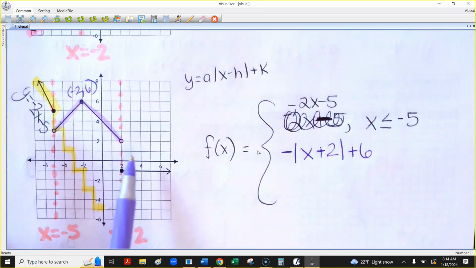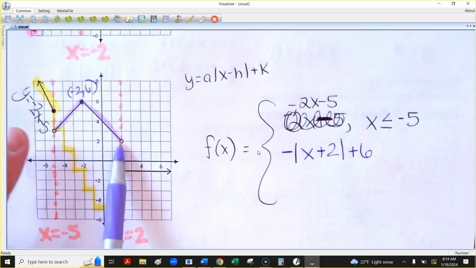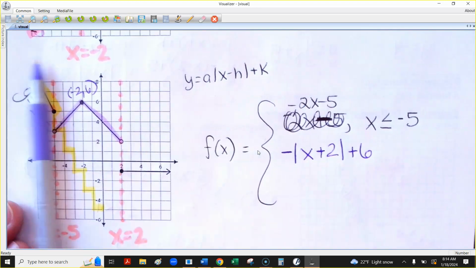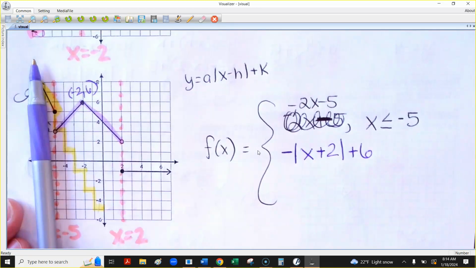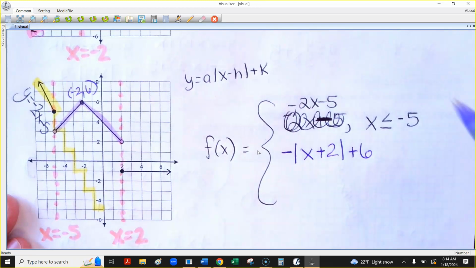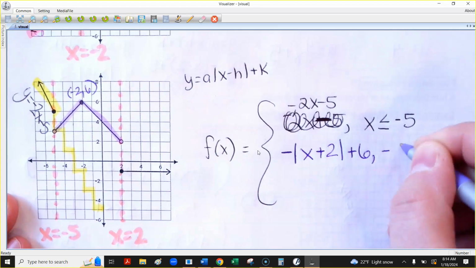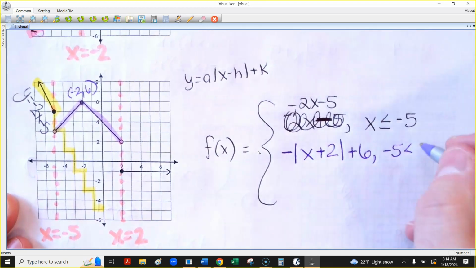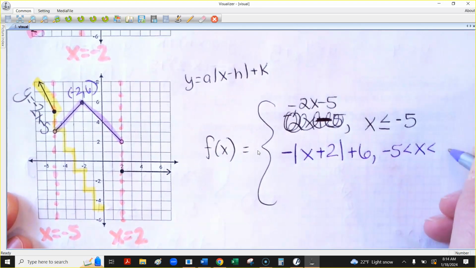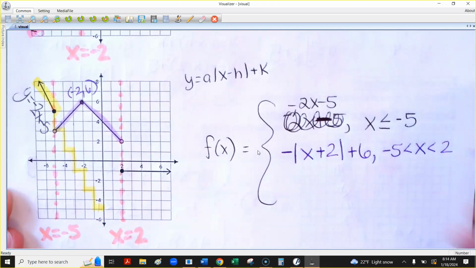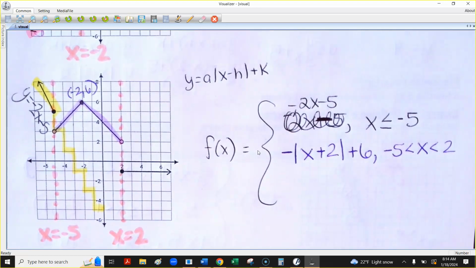On this particular graph, these guys are both open circles. So I'm using that absolute value between the x values of -5 and 2. So this should just go -5, just a plain less than x, plain less than and then 2. So that's saying between -5 and 2, we're using that absolute value.